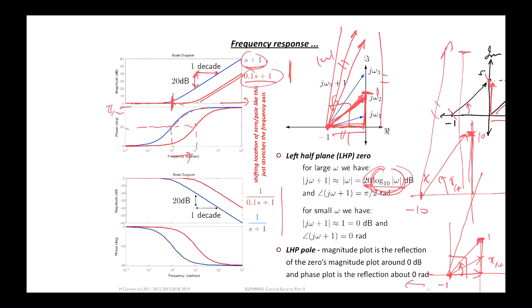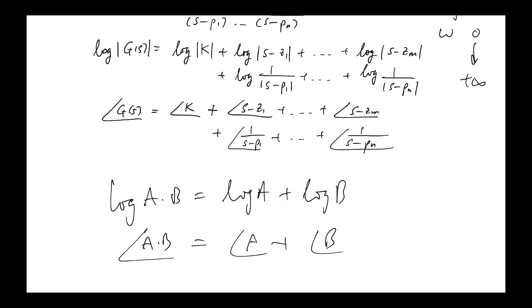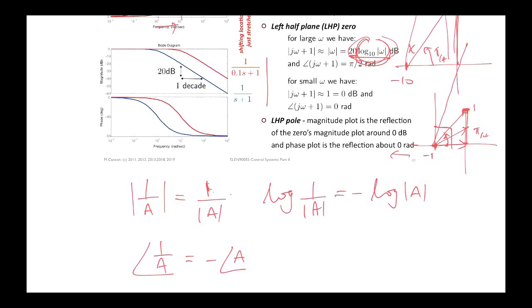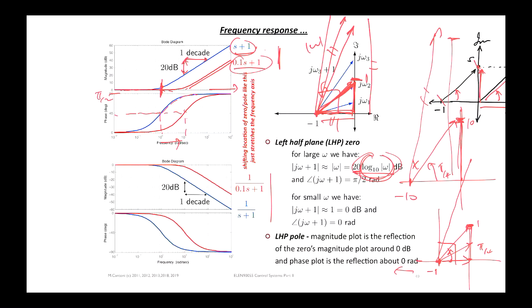So we saw that looking at these terms, which appear here, can be determined by looking at this, because we have these properties of the log. The magnitude of 1 on A is 1 on the magnitude of A, and the log of 1 on the magnitude of A is just minus the log. So that just flips the plot around.